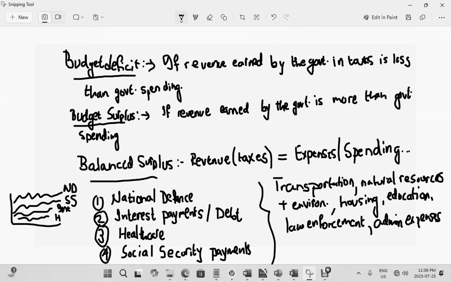So this is how the government allocates the money it earns from taxes, the revenue it earns from taxes. That would be it for this video as far as fiscal policies are concerned.